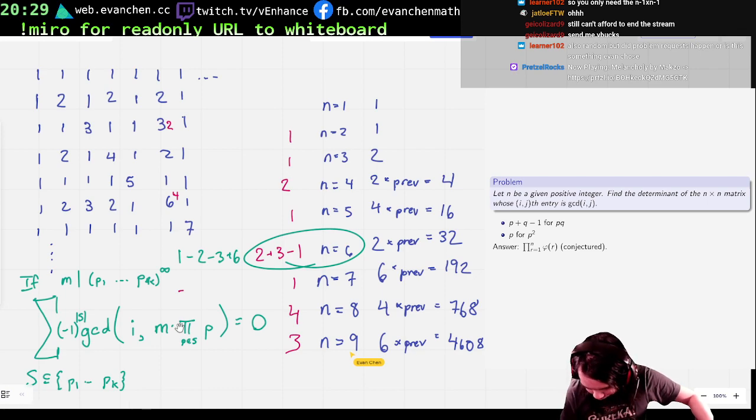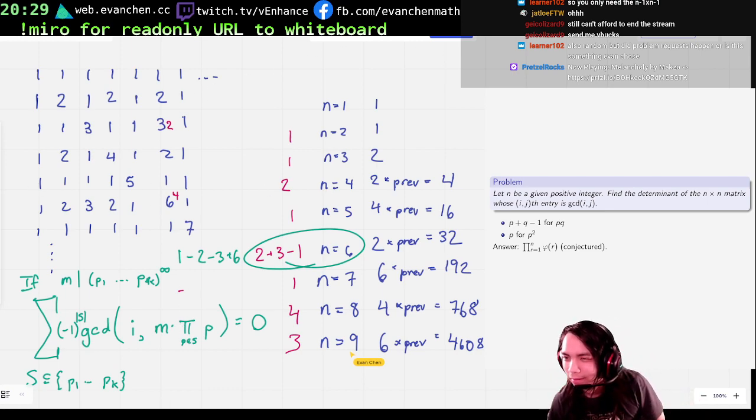I'm amazed this problem is this clean though. If you had told me that GCD thing had a nice, reasonable closed form, which is the product of all the phis, I wouldn't have believed you. When I first saw it, it just looked like something that someone randomly made up.